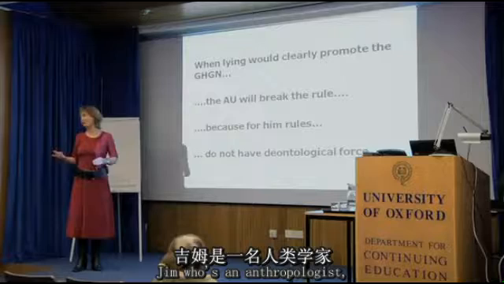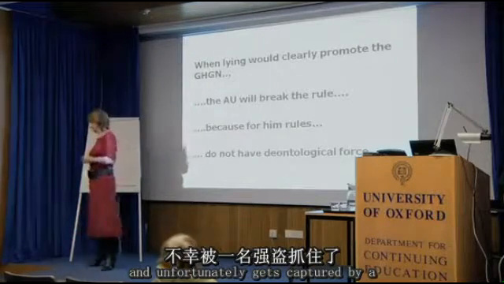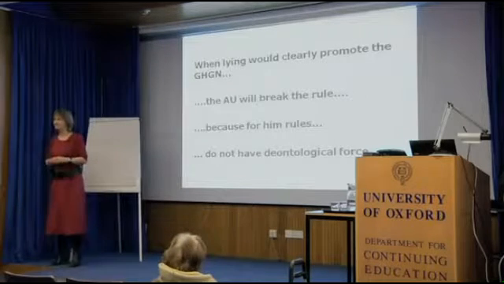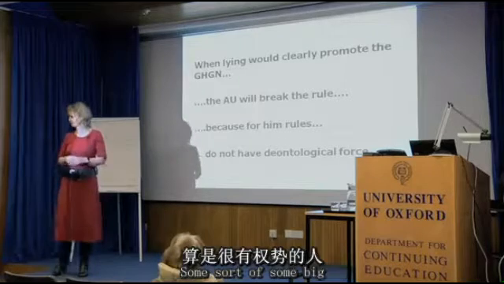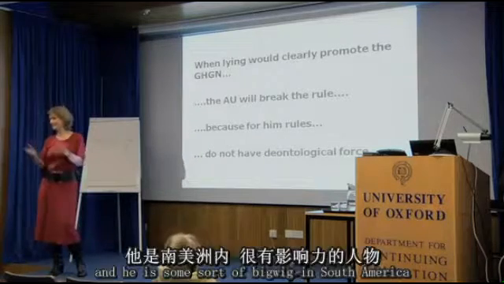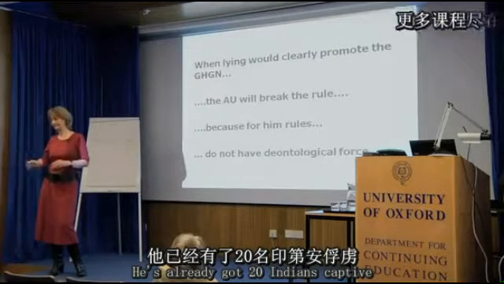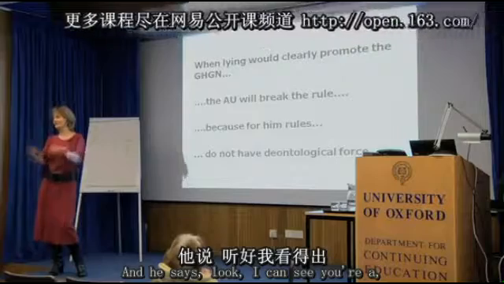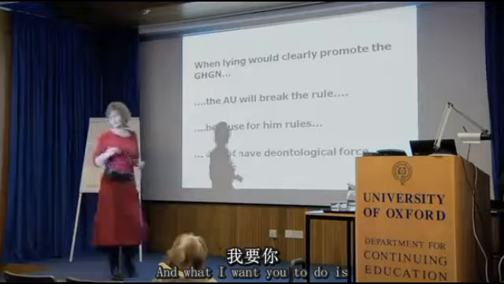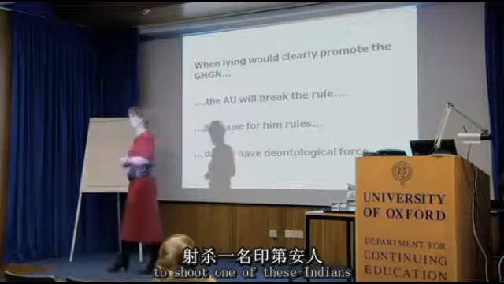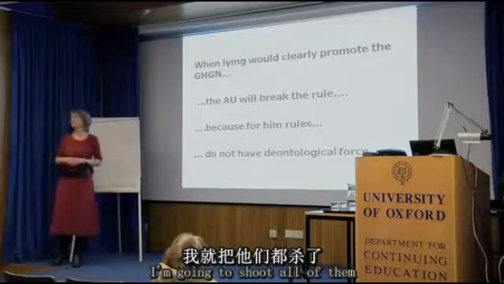There's Jim, who's an anthropologist who's been travelling through the jungle and unfortunately gets captured by a bandolero. Does that sound convincing? Anyway, you know what I mean. He's some sort of bigwig in South America, and he's already got 20 Indians captive. And he says, look, I can see you're a big white man sort of thing. I'm going to give you a gun. What I want you to do is to shoot one of these Indians, and then we'll let the others go. But if you don't shoot one of them, I'm going to shoot all of them.